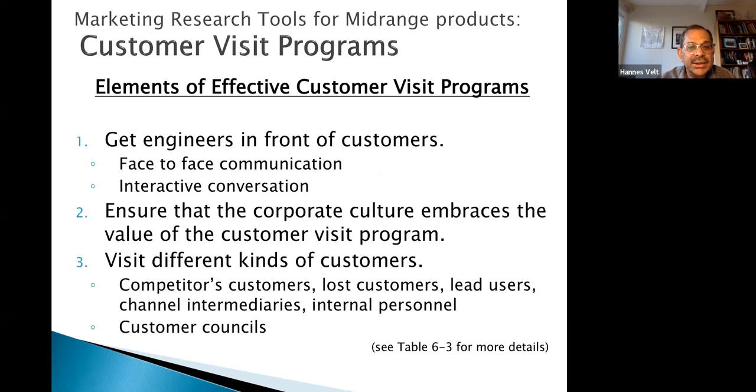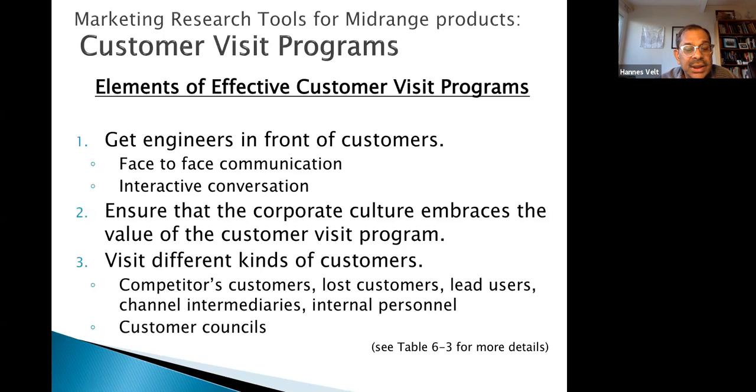Right. Now, the thing is that when you go on this customer visit program, it's not just to do some PowerPoint presentation in a conference room. You have to go and see how users are using your product or service. Then you will get the good insights.